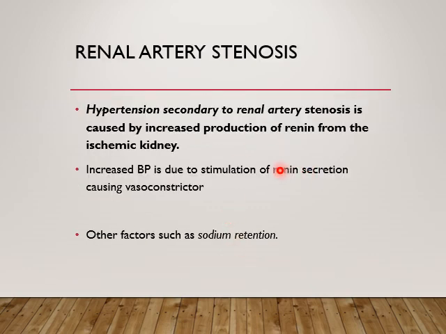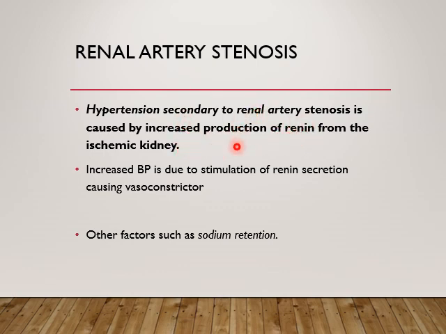So moving on to the next entity, renal artery stenosis. Renal artery stenosis is also one type of hypertensive vascular disorder. As the name suggests, there is a stenosis, an obstruction or occlusion in the renal artery, which causes an increase in the blood pressure, just because there is increased production of renin from the ischemic kidney.